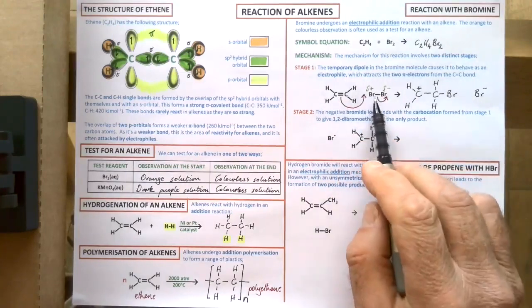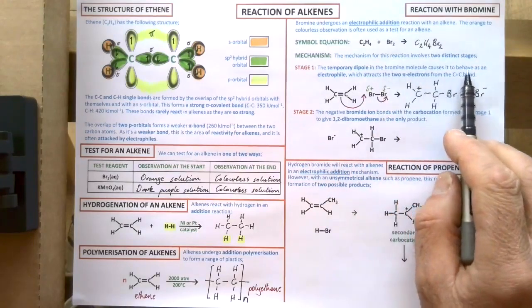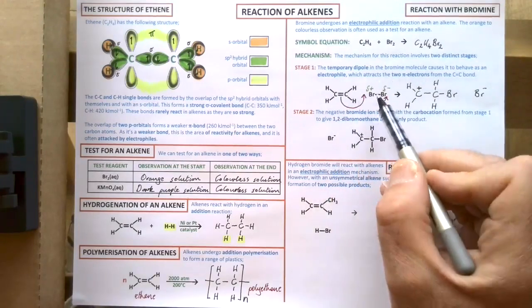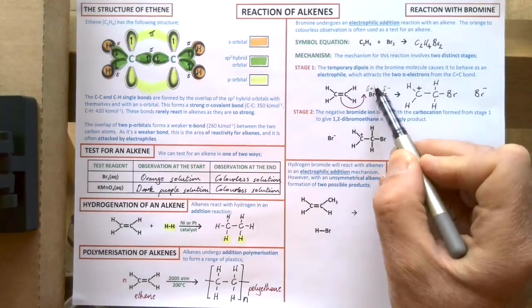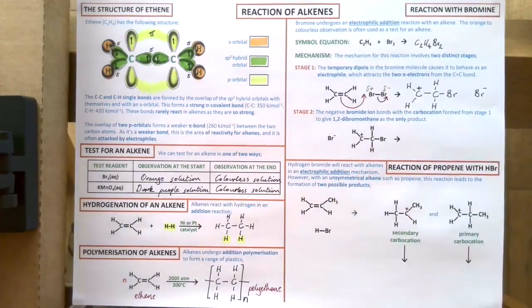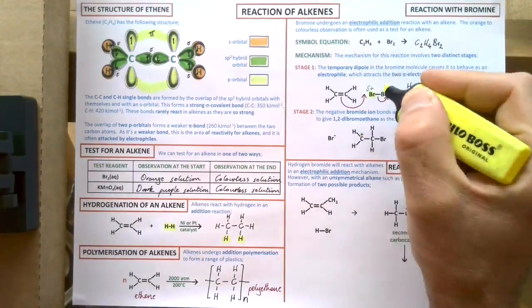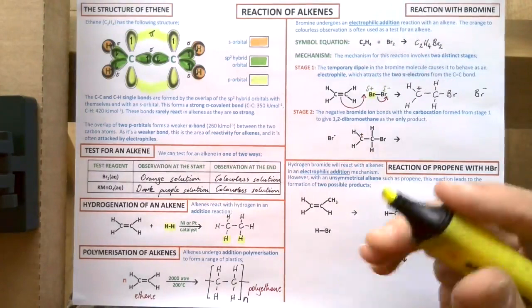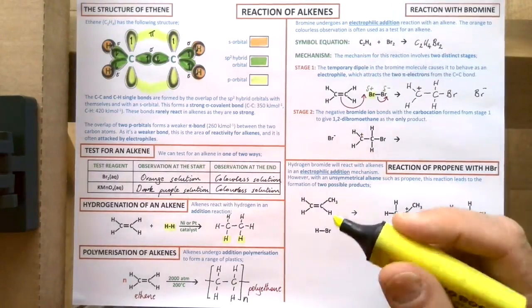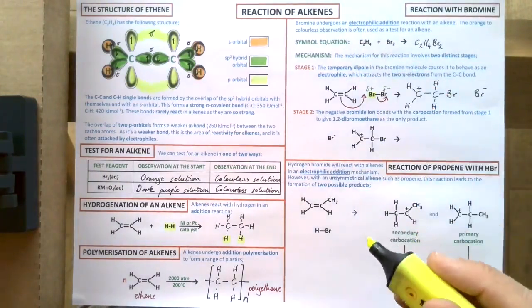The temporary dipole in the bromine molecule causes it to behave as an electrophile. So this here now, this bromine, I'll just color code it for you. It's an electrophile. It's got a partially positive charge, and therefore it's pulling electrons towards it. It's an electrophile. That's why we call it an electrophilic addition.